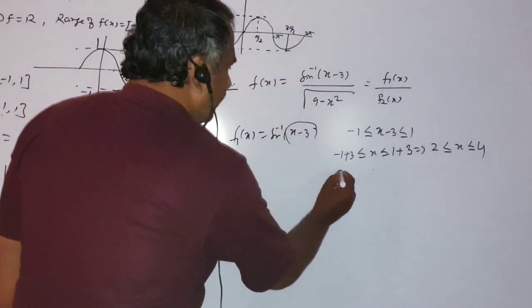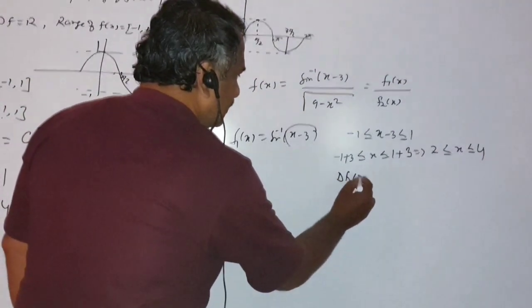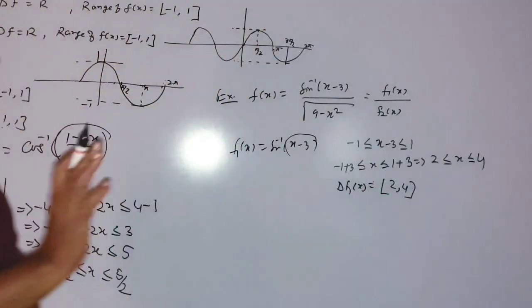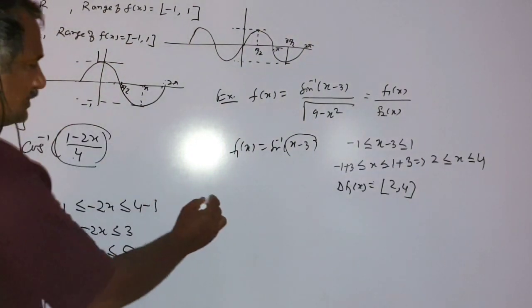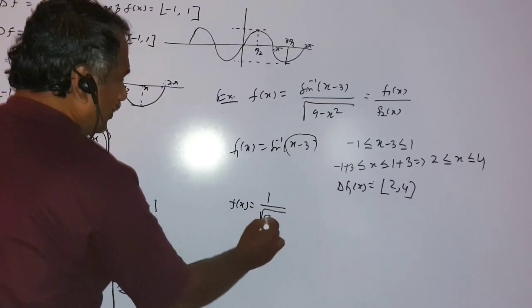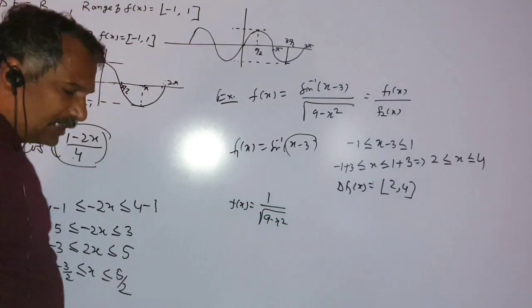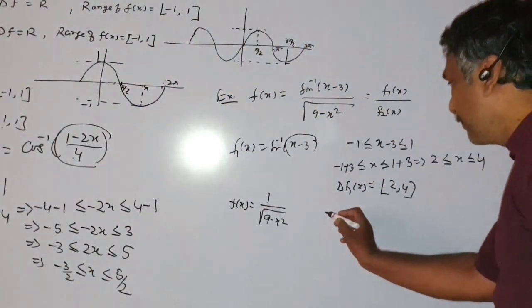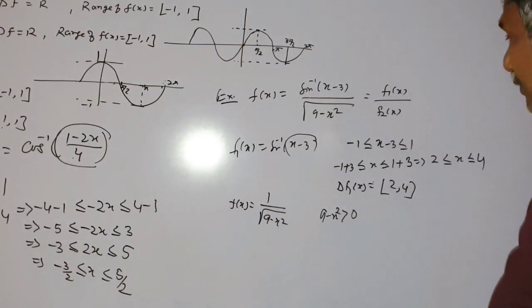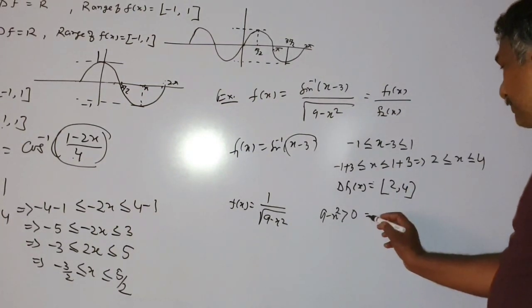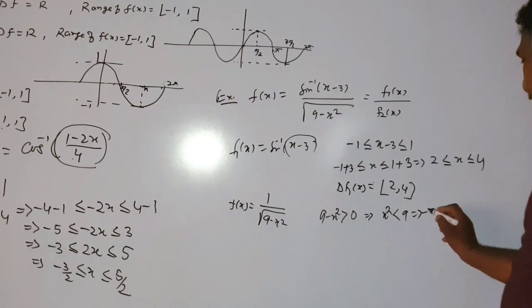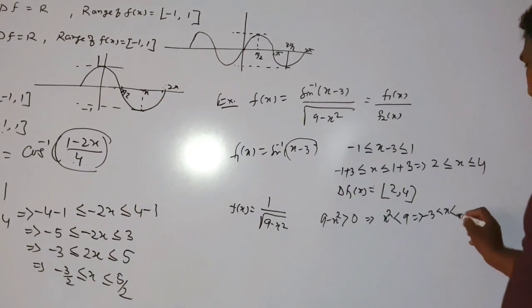Now here the domain of f1(x) is 2 to 4. Okay. Now second one is f2(x) = 1 / √(9 - x²). What is the logic? So 9 - x² is greater than 0, not equal to 0. Okay, greater than 0. Now x² is less than 9. So -3 < x < 3.